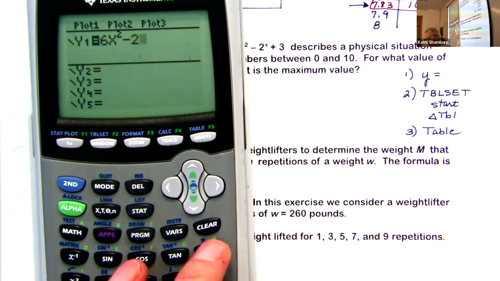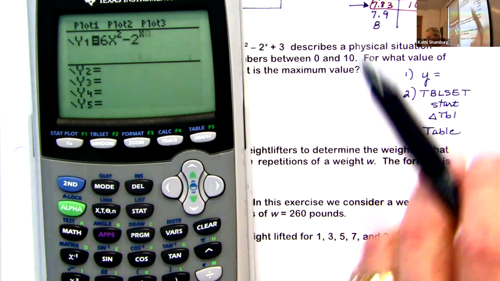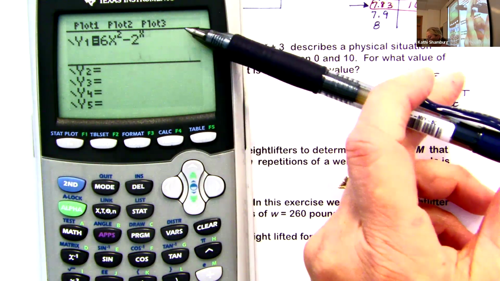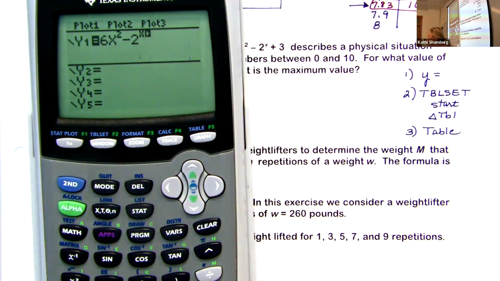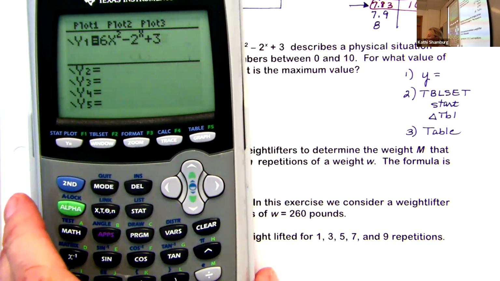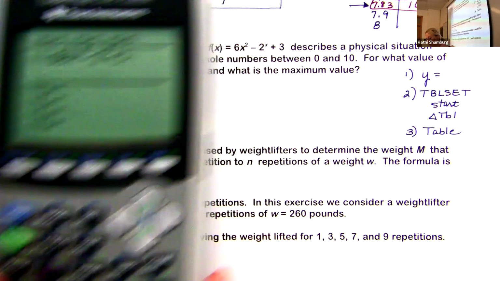Minus 2 raised to the x. Now that cursor is in the exponent, and so I need to right arrow over and do +3. So that +3 is not in the exponent. Okay. All right. So we've got our equation in, so let's read and see what our situation is.